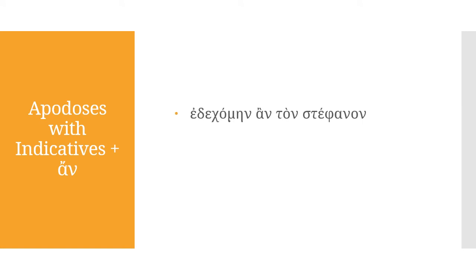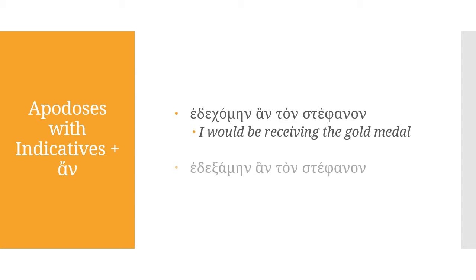Edechomen an ton Stephanon. So edechomen paratatikos, imperfect, with an, I would be receiving the gold medal. Notice that this is an independent statement. You don't need an inner conditional to understand it. I would be receiving the gold medal. That is a sentence. Edexamen an ton Stephanon. I would have received the gold medal.